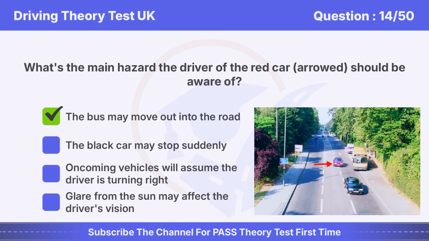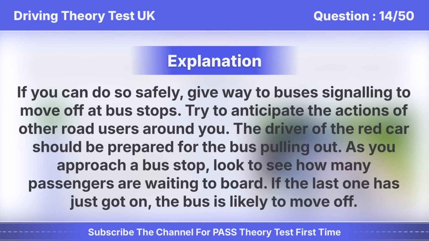Answer is A. The bus may move out into the road. If you can do so safely, give way to buses signaling to move off at bus stops. Try to anticipate the actions of other road users around you. The driver of the red car should be prepared for the bus pulling out. As you approach a bus stop, look to see how many passengers are waiting to board. If the last one has just got on, the bus is likely to move off.